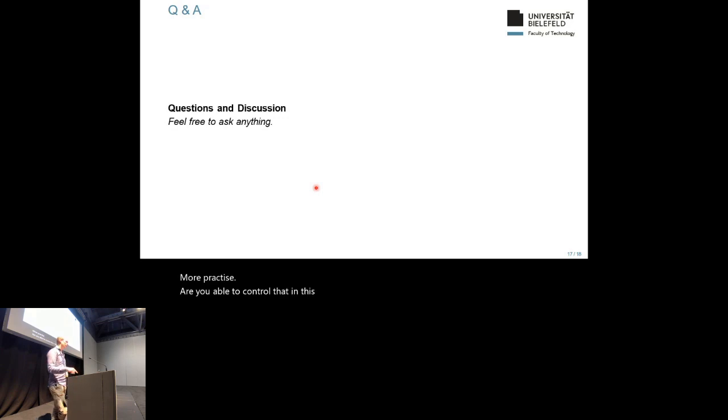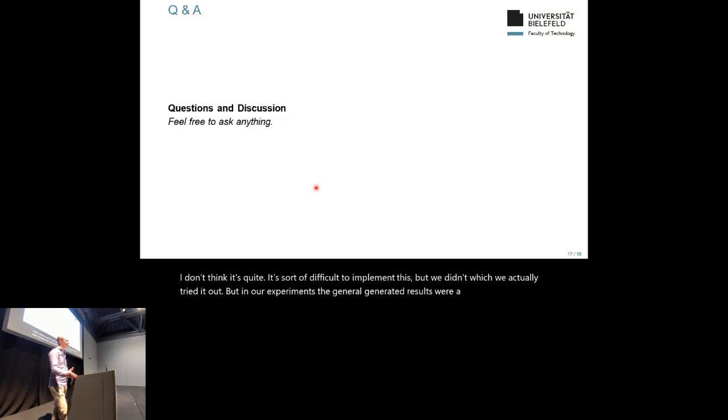In this implementation, we didn't do this. The published implementation is another type of diffusion, like I already mentioned, I think it's called epsilon type diffusion, I have to look it up, which is able to perform this trade-off. I don't think it's so difficult to implement, and we actually tried it out. But in our experiments, the generated results were a lot worse, not only a bit worse. So this trade-off is quite large there.